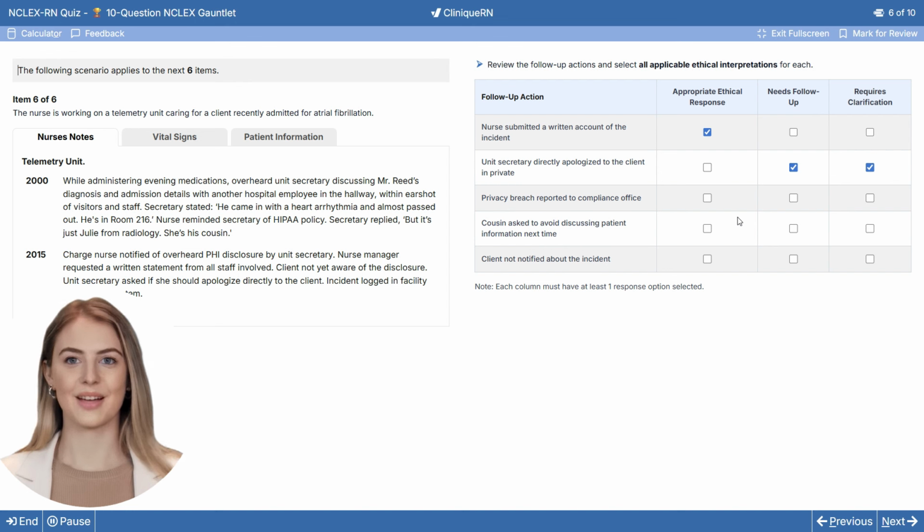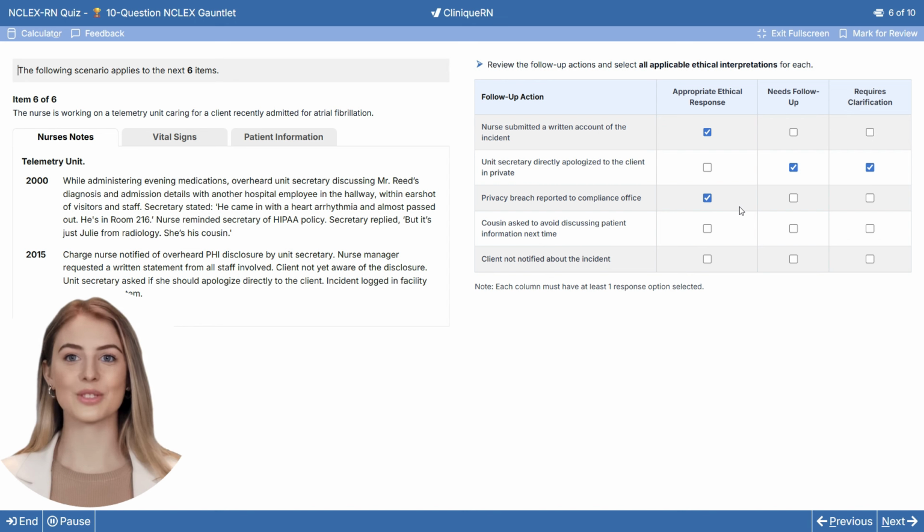Third, privacy breach reported to the compliance office. Simple one. What's your answer? Appropriate ethical response. Rationale: reporting to compliance is the gold standard. They handle investigations, coordinate notifications, and provide legal protection for both patient and staff.